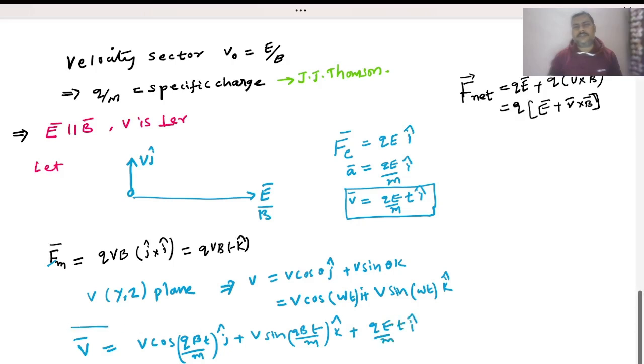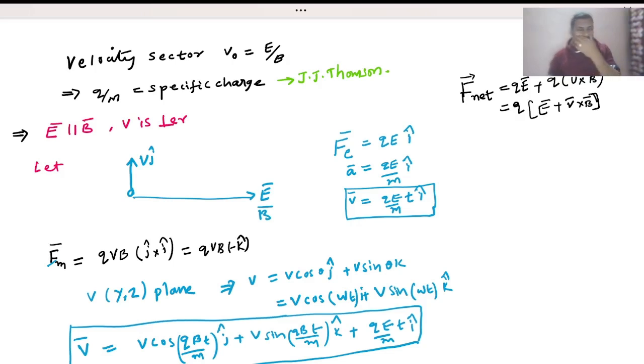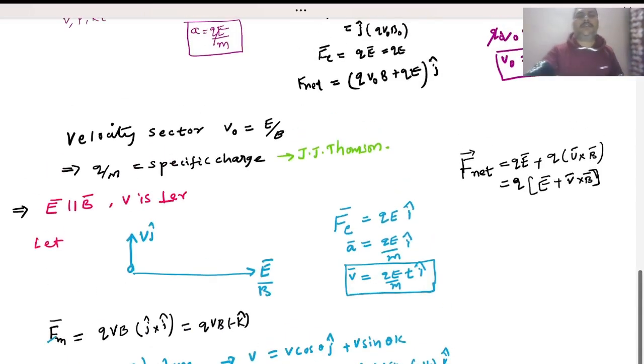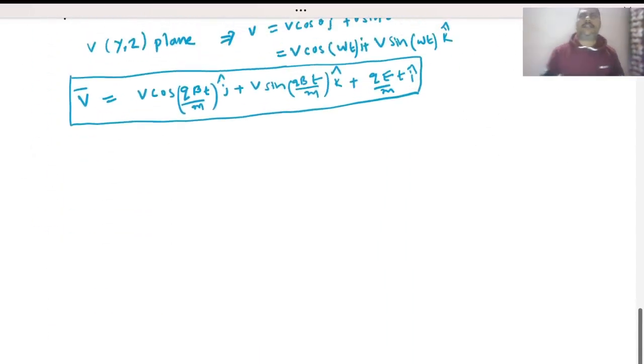So this is the velocity of the particle which is projected in an electric field and a magnetic field, where the electric field and magnetic field are parallel, and the velocity is perpendicular to both the fields. And here the pitch is not uniform, because in the x direction the velocity is increasing due to the electric field. It is not only the magnetic field deciding the pitch to become uniform, but here the pitch is also affected by the electric force. Therefore the pitch is not uniform.